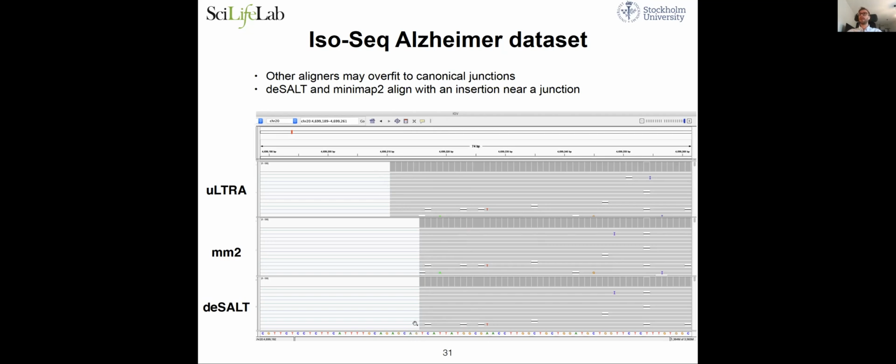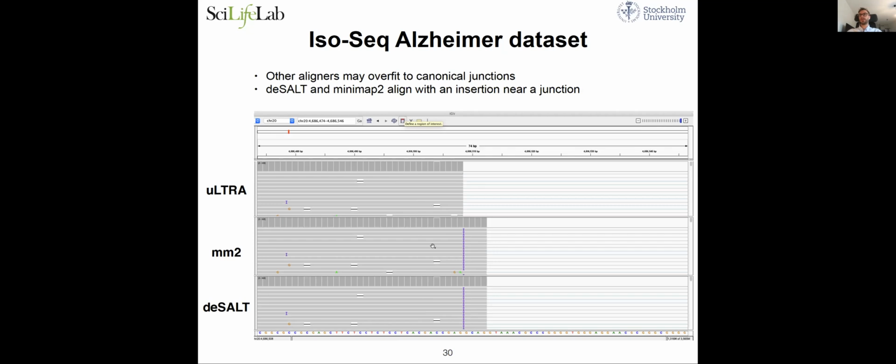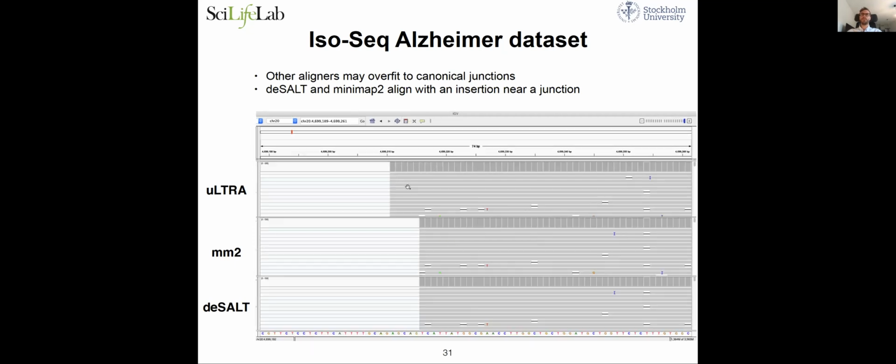So again, we don't know. The patient could have an insertion in the specific region, but just looking at the data, this seems to be correct. And this is also a previously annotated splice site. So it's not like we're discovering anything novel here.